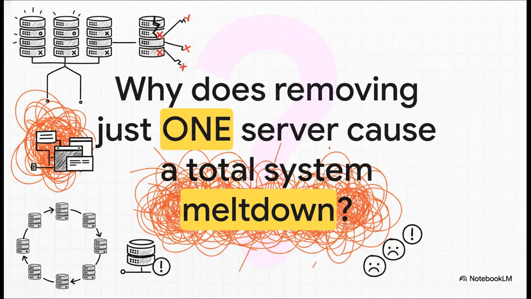So, picture this. You're running a huge service, you've got a whole bunch of servers, and things are running smoothly. Then, poof, one server goes offline. It's just one, right? Should be a tiny blip. But instead, your entire system just implodes. Everything grinds to a halt, databases get slammed, and your users are seeing nothing but error messages. How is that even possible?